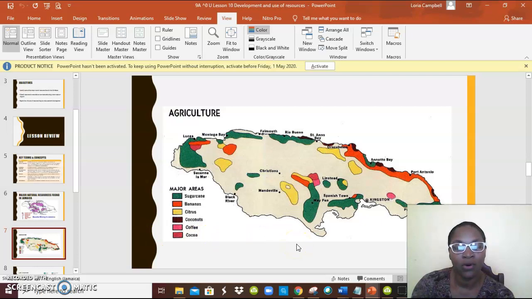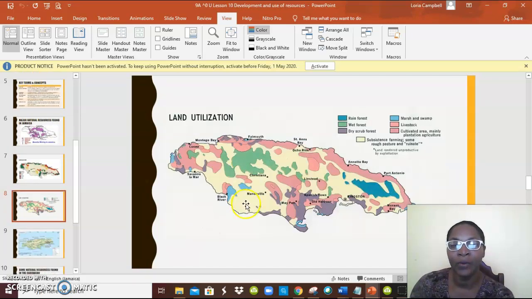Now the next slide. Now we're looking at some plants, some crops. We see sugar cane, banana, citrus in yellow, coconut, coffee, cocoa. And so we're looking at more resources in Jamaica. Again, we're looking at rainforest, marsh and swamp, livestock, wet forest, dry shrub and forest, cultivated areas, etc. Showing once again resources. So you see resources are varied. They could be in the form of plants, crops, animals, humans, bauxite or any other mineral. So it could be the water, the sea, the sand, all of those. They are resources because we can use them.